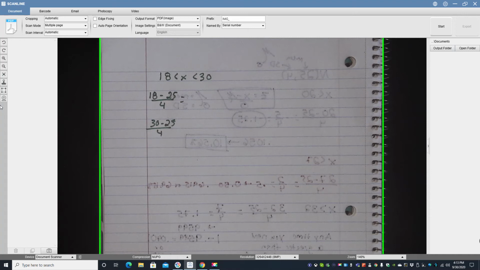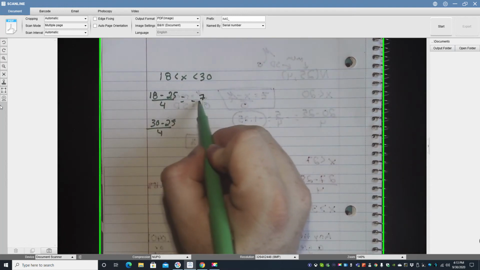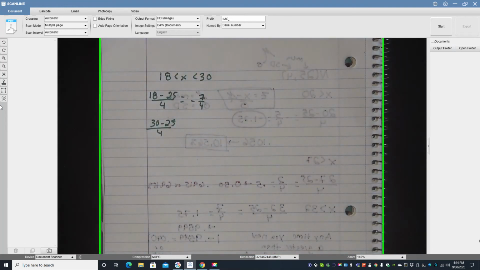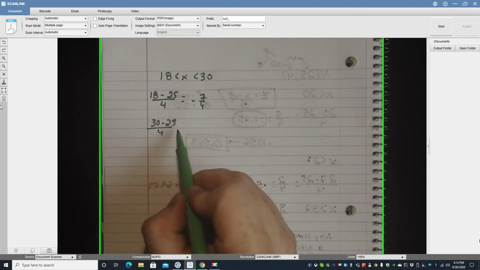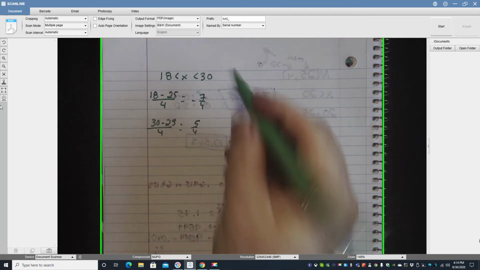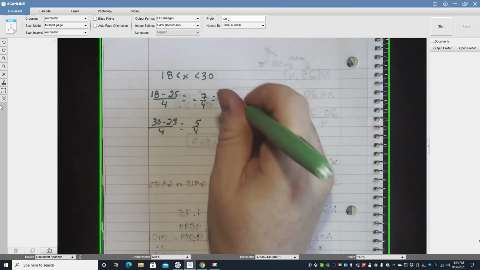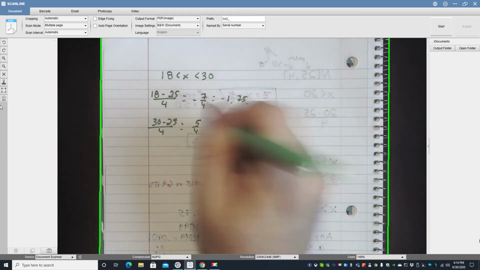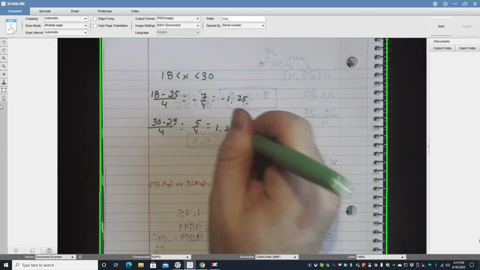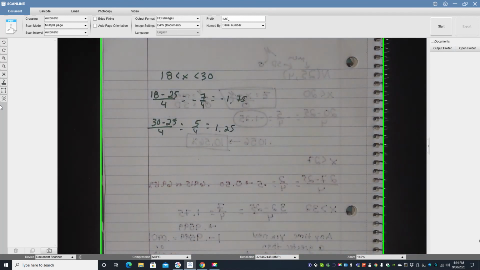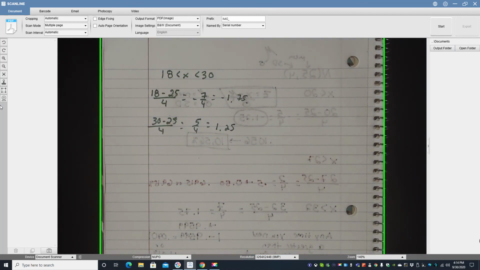So let's see. 18 minus 25 divided by 4 is negative 7/4. And 30 minus 25 is 5, divided by 4. This will give me negative 1.75. This will give me positive 1.25. I think I did that one on the other page. Well, we'll do it again.